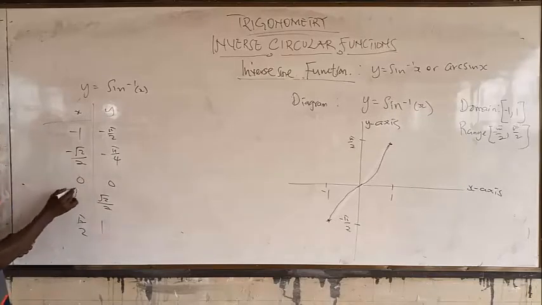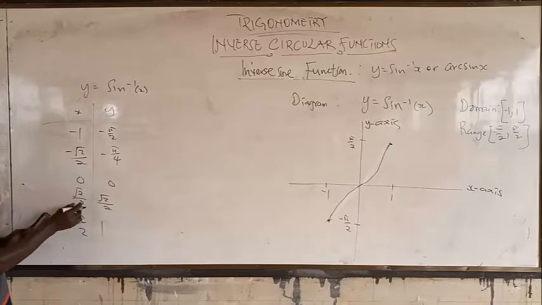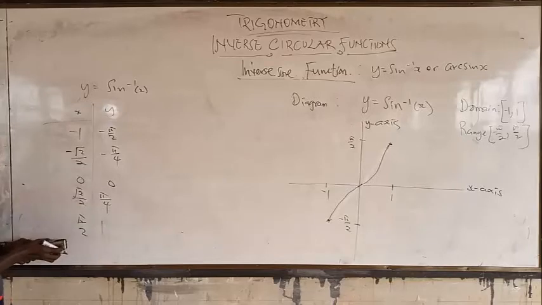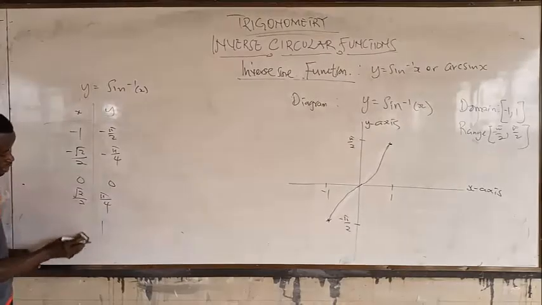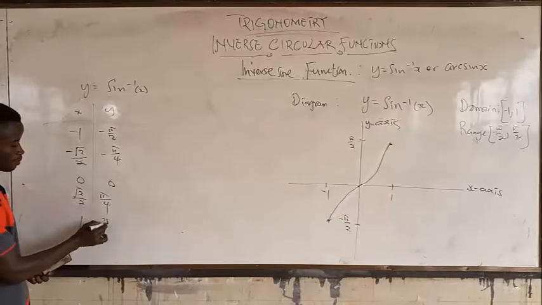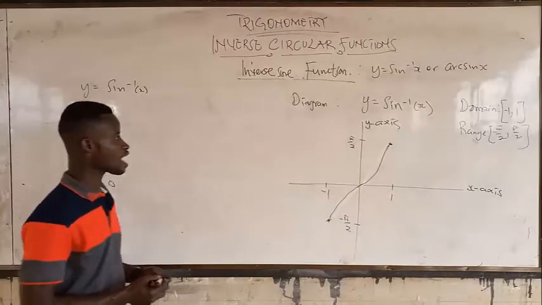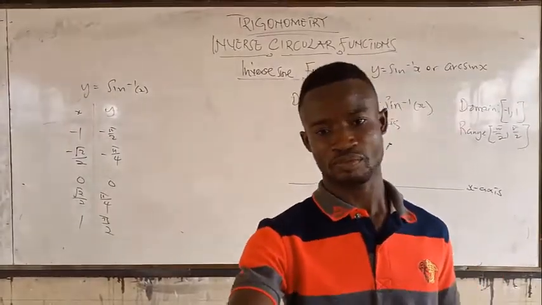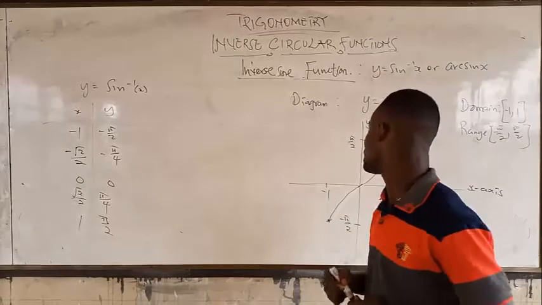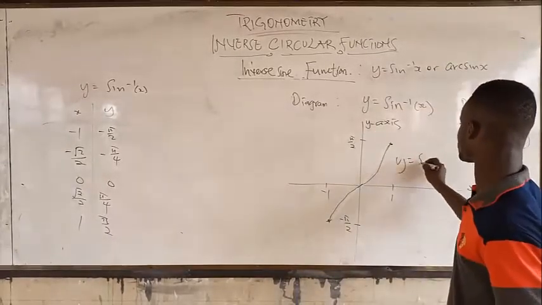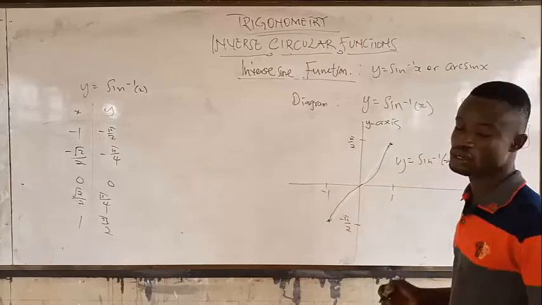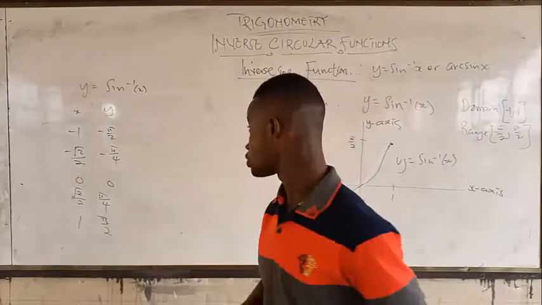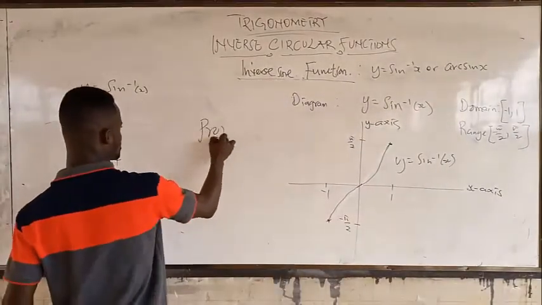Here you get square root of 2 over 2. Then here you get pi over 4. Alright. Here will become 1. Here will become pi on 2. So that is how the table is also going to be. Very good. So now, that is y is equal to sin inverse of x, or arcsin x. Let's proceed to the properties.